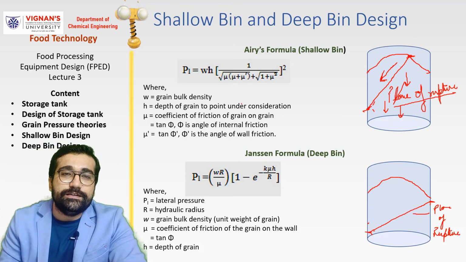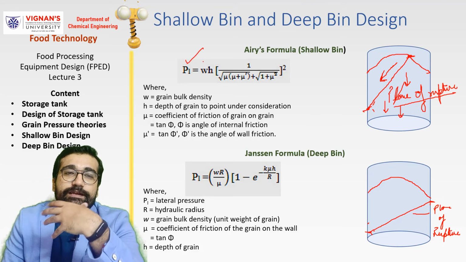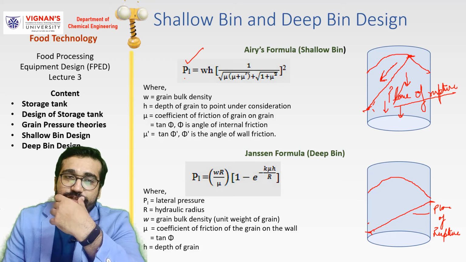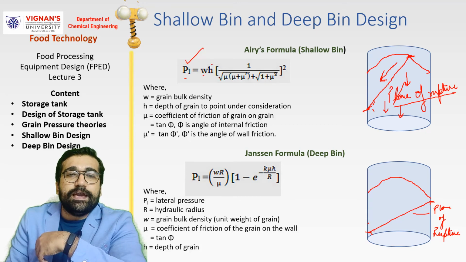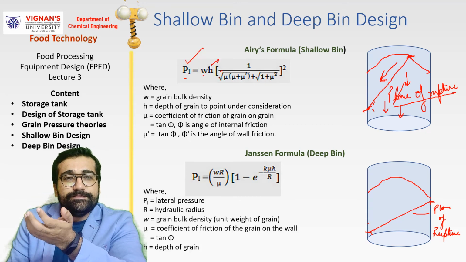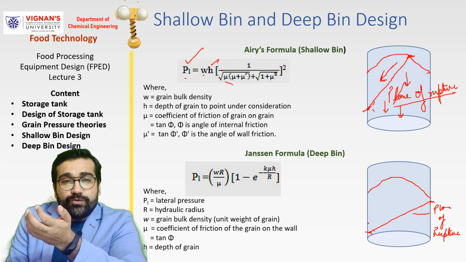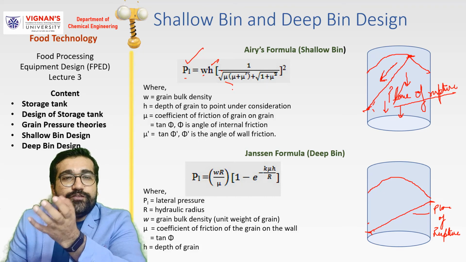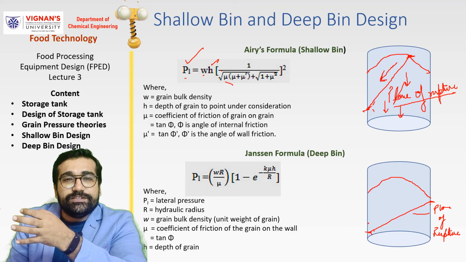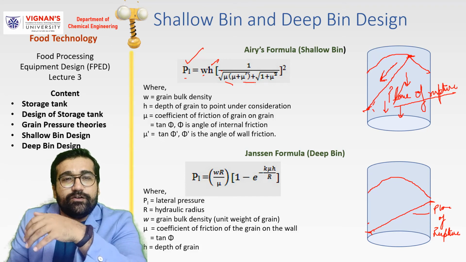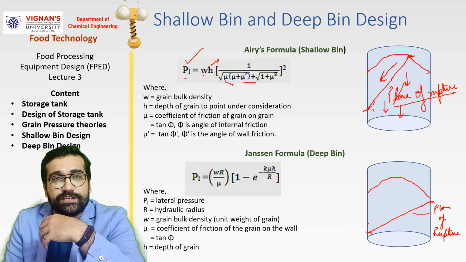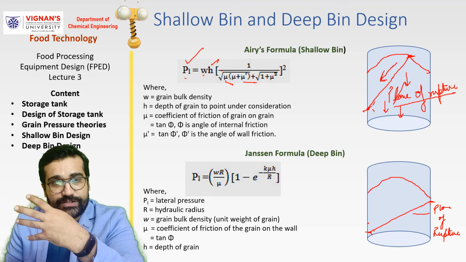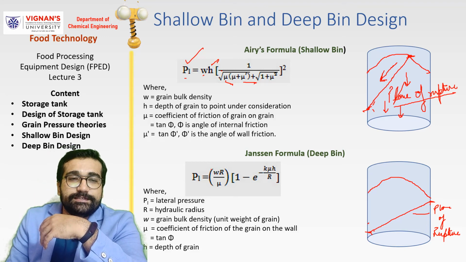So these are the equations which we use for designing of deep bin, the lateral pressure of deep bin and silo bin, where PL is the lateral pressure, W is the grain bulk density, H is the height or depth of the grain, and mu, as we already know, is the coefficient of internal friction, and mu dash is tan theta, the coefficient of external friction.